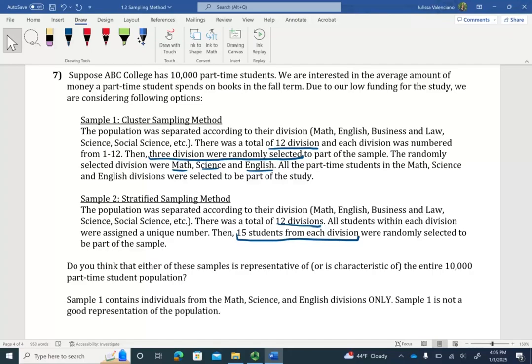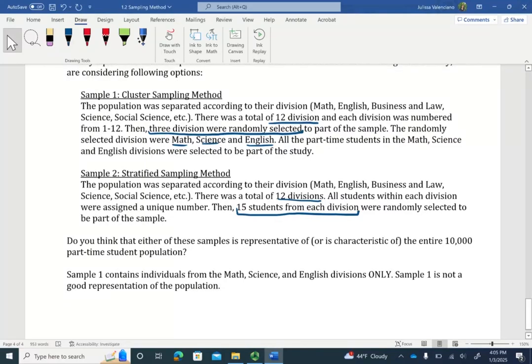What about sample number 2? Sample number 2 is going to be a better representation of the population. Why? Because it contains individuals from all 12 divisions. So again, we would say that this is a better representation of the population.